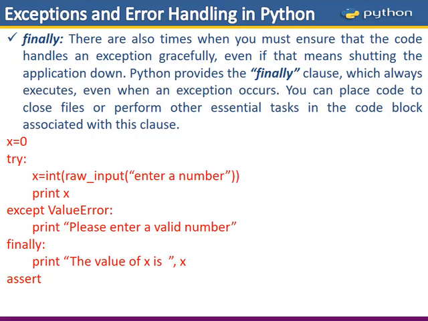So that is finally. There's also time when you must ensure that the code handles an exception gracefully, even if that means shutting the application down. So Python provides the finally clause, which always executes even when an exception occurs. You can place code to close files or perform other essential tasks in the code block associated with this clause. So the purpose of finally is that code inside finally always runs whether or not an exception occurs.